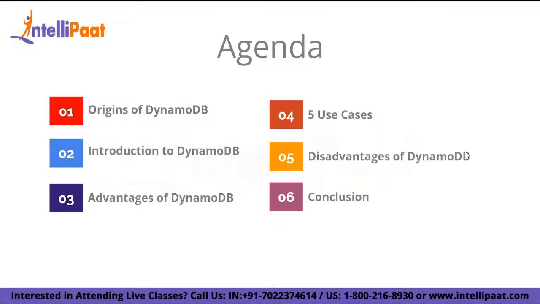So let's take a look at the agenda for this session. First of all, we are going to talk about the origins of DynamoDB, and moving further, we'll talk about the DynamoDB introduction. After that, we'll talk about the advantages of DynamoDB and the 5 use cases. Moving further, we'll talk about the disadvantages of DynamoDB and we'll conclude this session. I hope you are clear with the agenda.